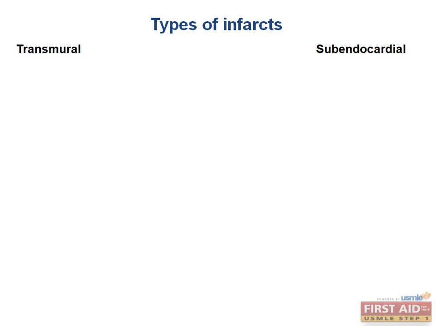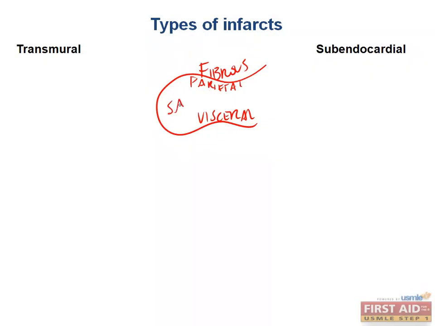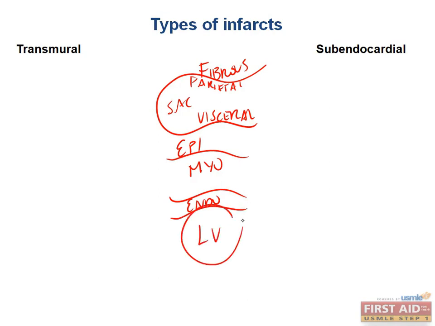What's important is types of infarcts. We have already kind of discussed some of these, so we should be able to blast through this section. Again, we need to think about the layers of the heart. We have our fibrous pericardium, our visceral pericardium. This is the parietal layer, or also fibrous. This is the pericardial sac, or cavity. And then we have epicardium, myocardium, and endocardium. And this is the actual left ventricle, for example.